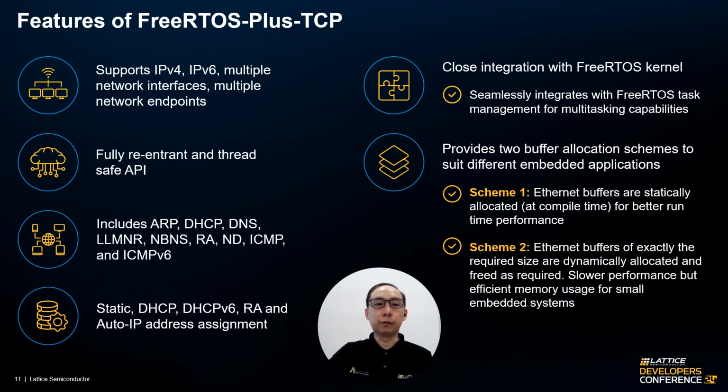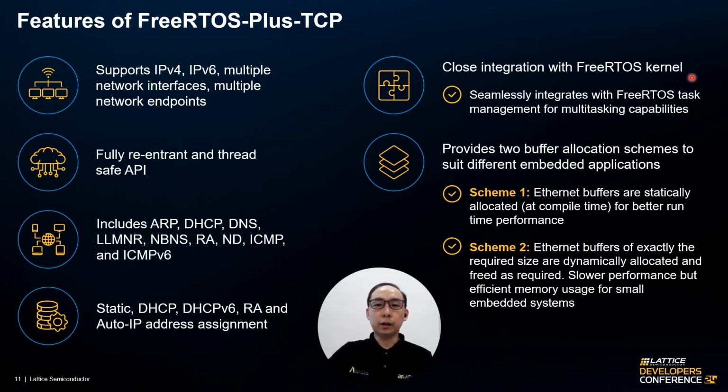Now let us look at the features of the FreeRTOS plus TCP network stack. It supports IPv4, IPv6, and multiple network interfaces as well as network endpoints. It is a fully reentrant and thread-safe API. It includes support for ARP, DHCP, and other protocols as listed. For address assignment, it supports both static and dynamic address assignment.